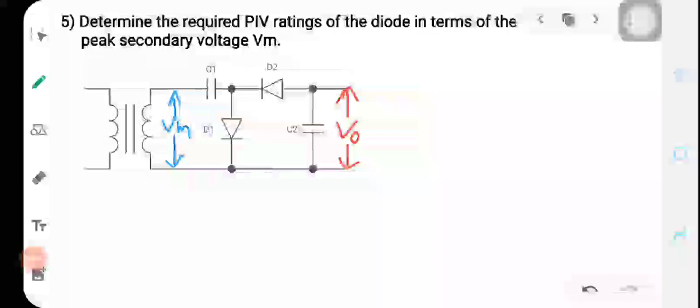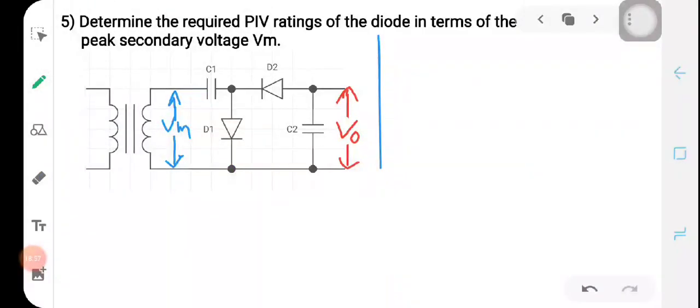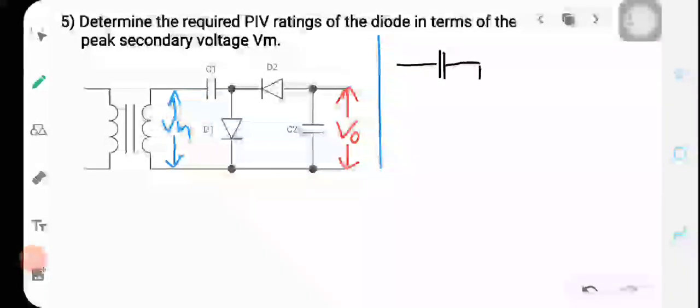Now to find these peak inverse voltages, I am considering the equivalent circuit of this one. It is again a voltage doubler circuit. So I am considering the positive half cycle first. During the positive half cycle, suppose the upper end is positive, then C1 will be like this, and the diode D1 is forward biased and diode D2 is reverse biased, so it is replaced by an open circuit. Then C2 is here.